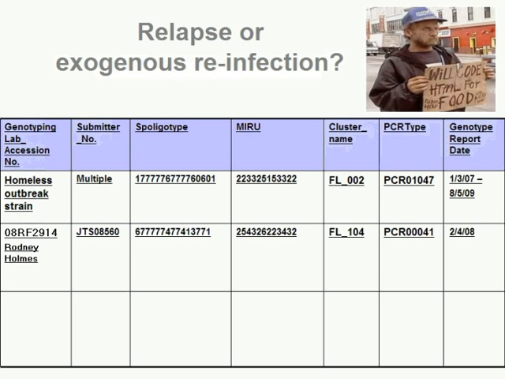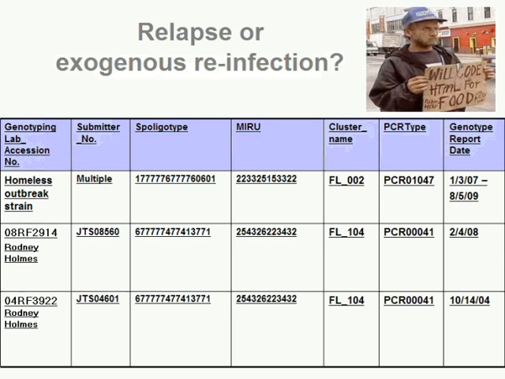And so that led us to go back and look at prior genotyping data, and it turned out that 4 years earlier, we had an isolated genotype from Rodney Holmes, and he had the same pattern. And so this told us that he was not infected by the homeless outbreak strain, but in fact he had relapse of his earlier infection. And we do see this in the States.